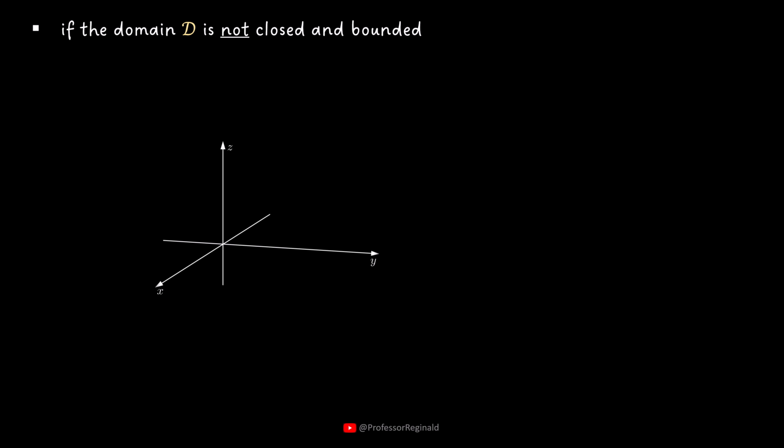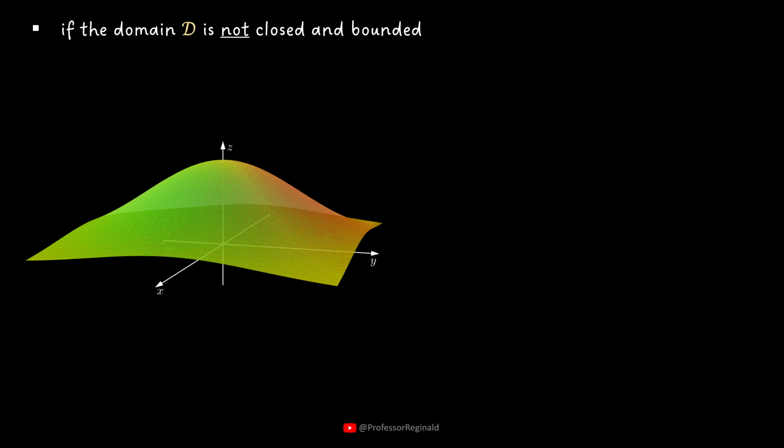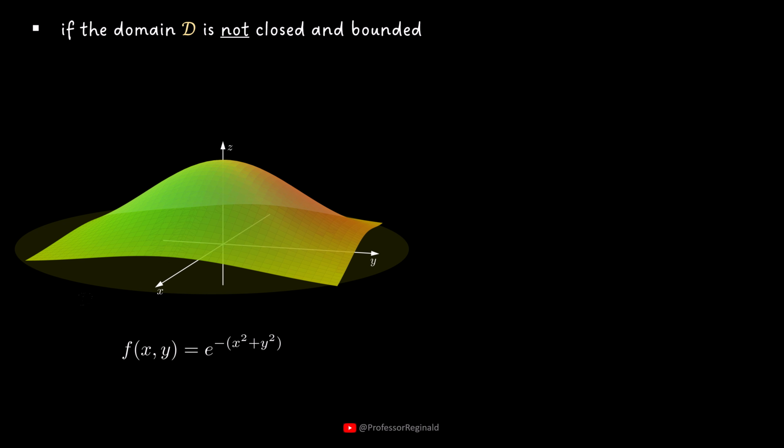What if the domain is not closed and bounded? Please consider the following graph of a function of two variables. It is the same as the first function in the previous page. But in this case, the domain is the natural domain of the function, and in this example, it is the set of all ordered pairs of real numbers. The domain is open and unbounded.